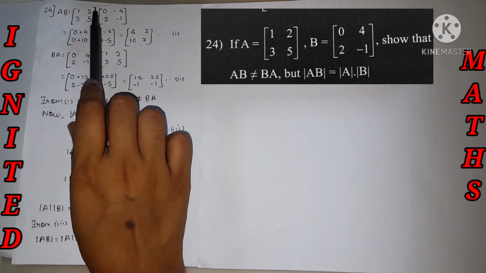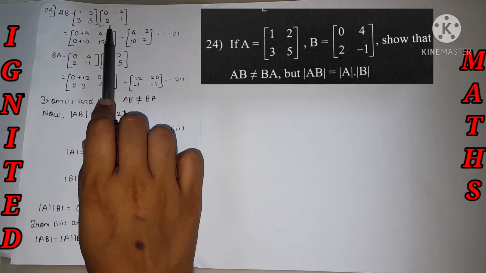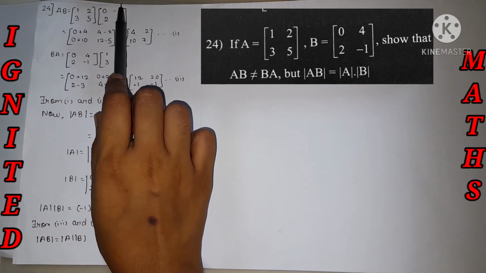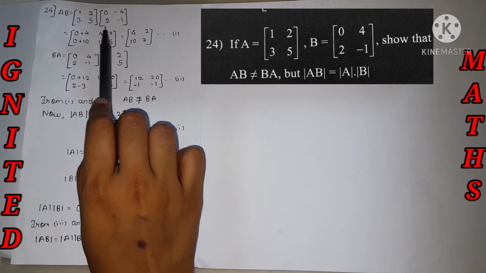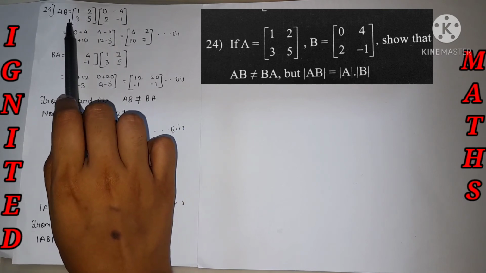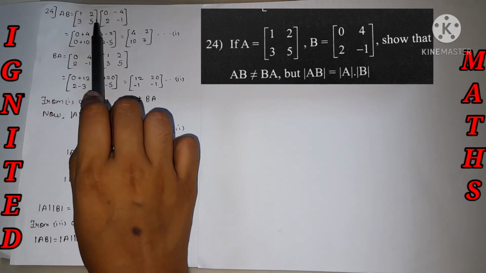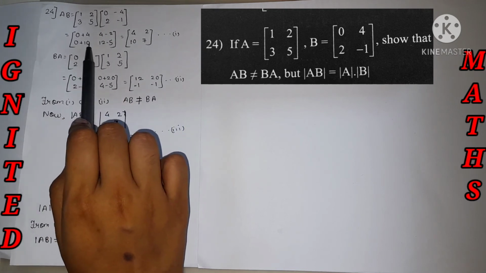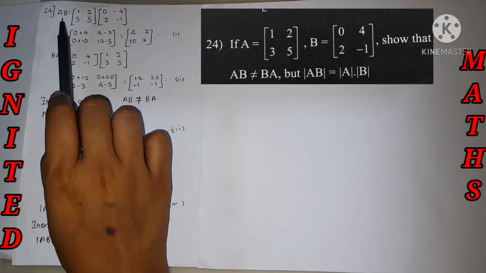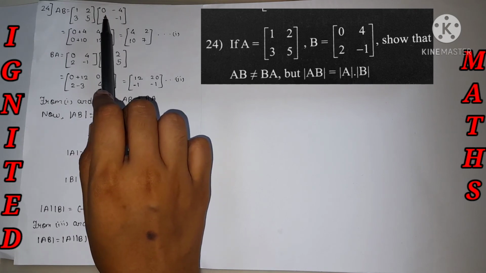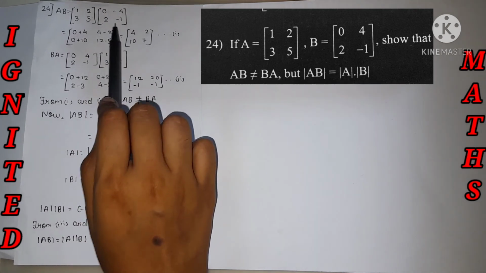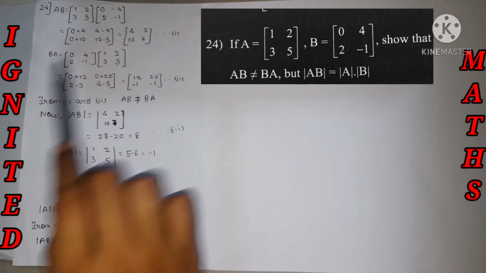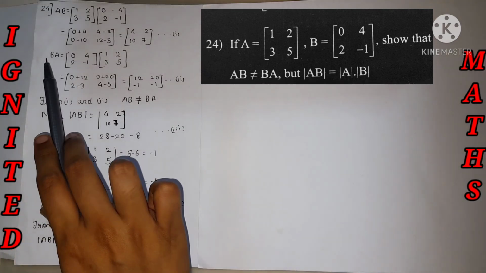That is nothing but the first matrix's row will be multiplied by the second matrix's column over here. The first matrix's second row will be multiplied by the second matrix's first column, and the first matrix's second row will be multiplied by the second matrix's second column. Just do the calculation and we will get the answer. The same process for BA.